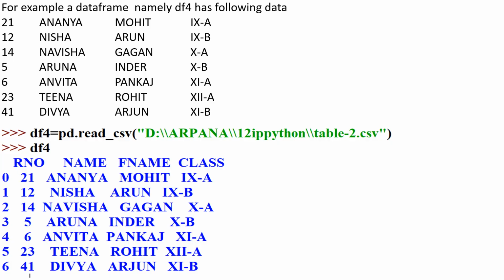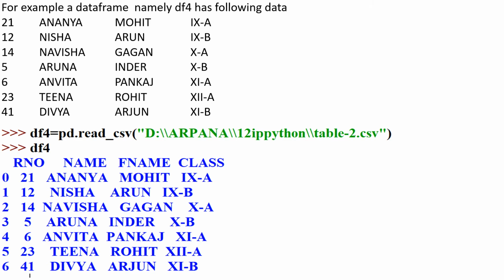So consider a data frame which has these values. Suppose these values are stored in table2.csv. First, let us create the data frame. For that we use the statement df4 = pd.read_csv and the name of the CSV file along with the whole path. Now with this, df4 will be created. So this is the df4 which has the data from the file table2.csv.